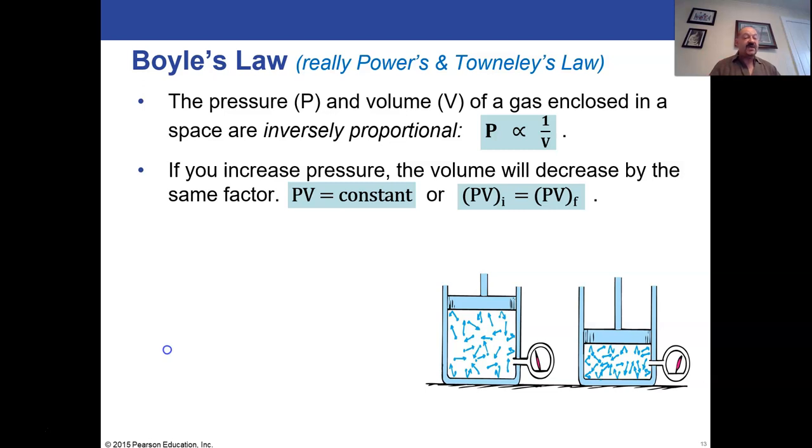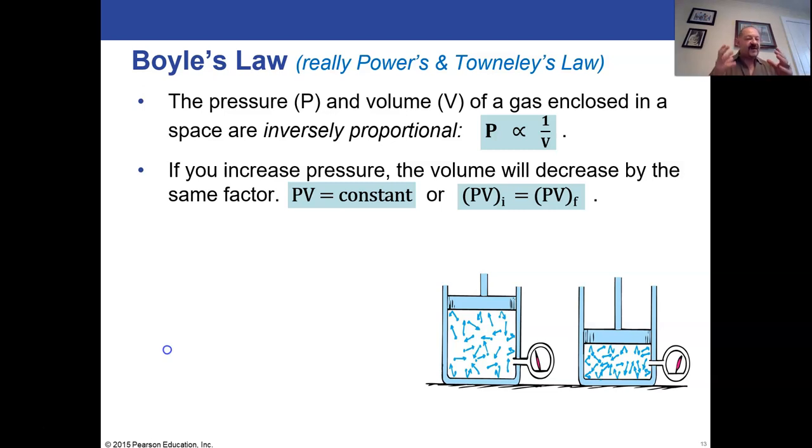So P is proportional to 1 over V. Another way to say that would be to multiply both sides by V, and it says that P times V is proportional to 1, which is essentially saying P times V is equal to some constant we haven't written in here. So P times V is constant.